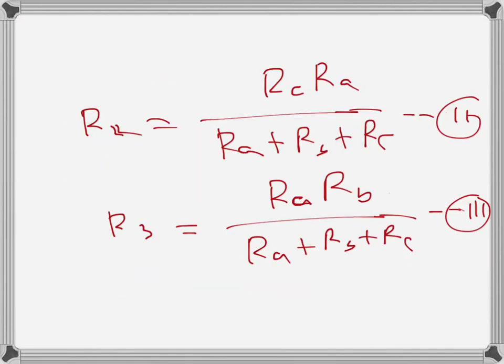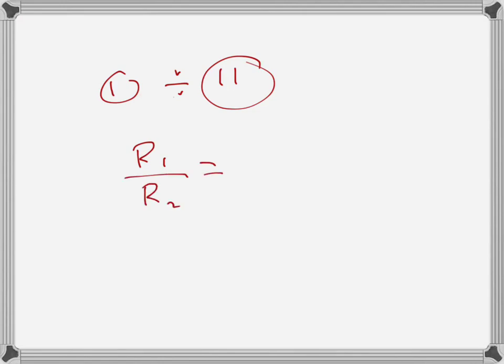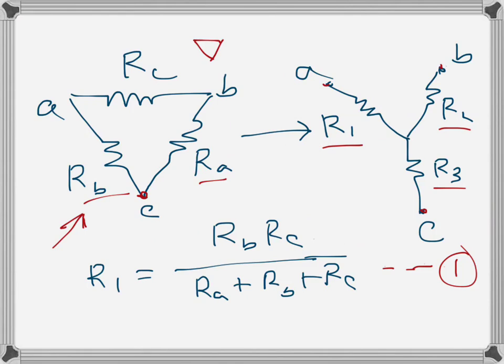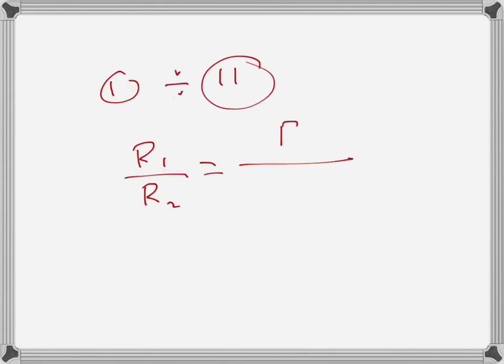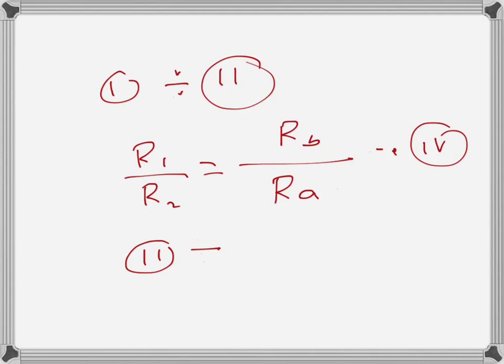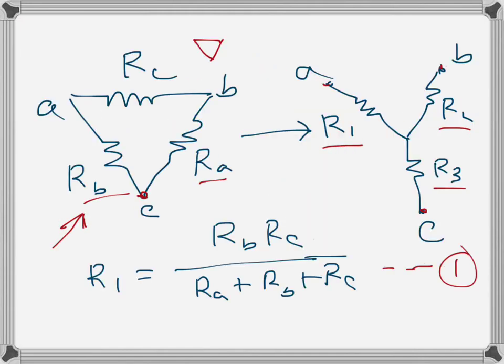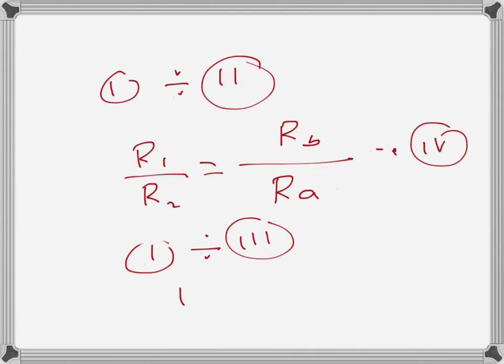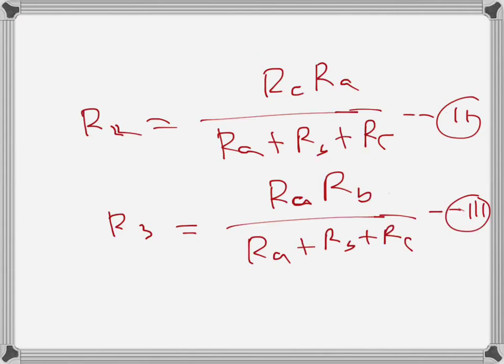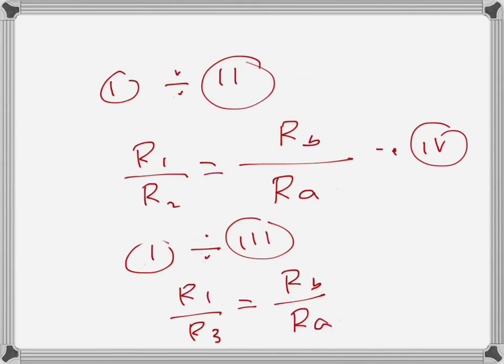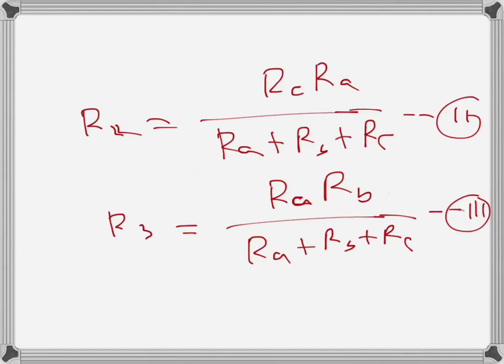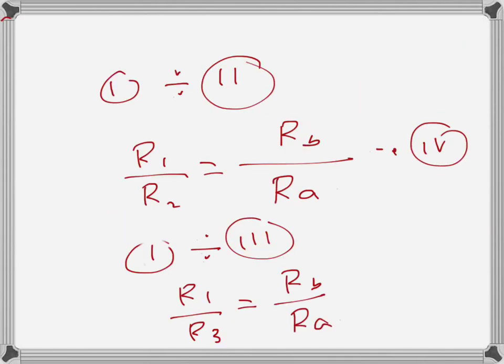So R1 over R2, because we can see a few things will get cancelled, and this will be RB RC divided by RC RA. So RB over RA, that's what it will become. Let's call this equation 4. Now let's do equation 1 divided by equation 3. That will give us R1 divided by R3, and I think there was a mistake, it will be RC divided by RA. Yes, that will be RC divided by RA.